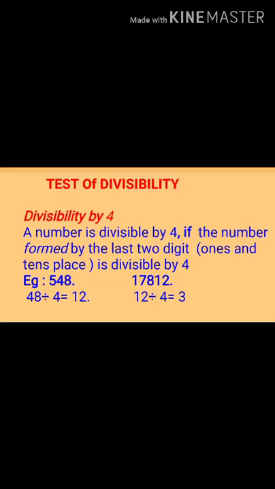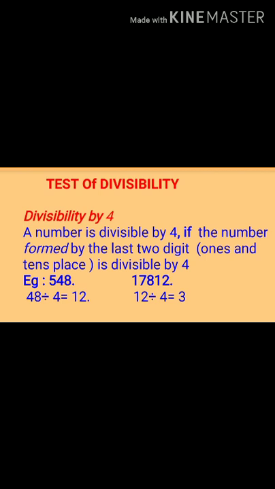A number is divisible by 4 if the number formed by the last two digits, that is the ones and the tens place, is divisible by 4.